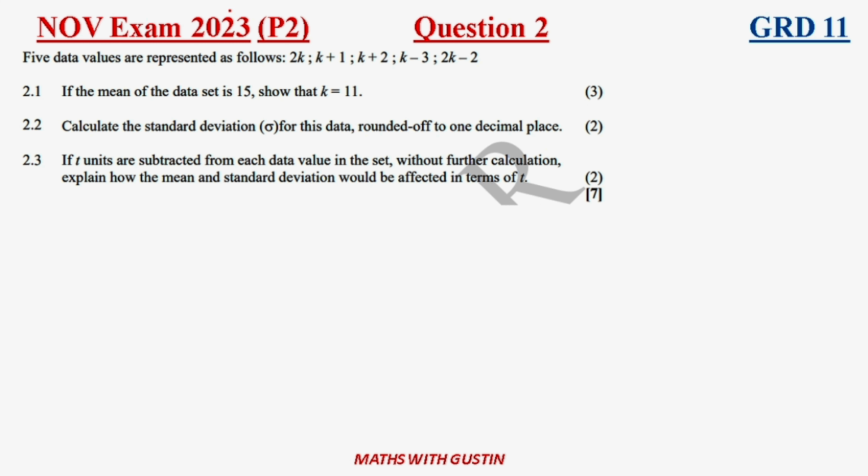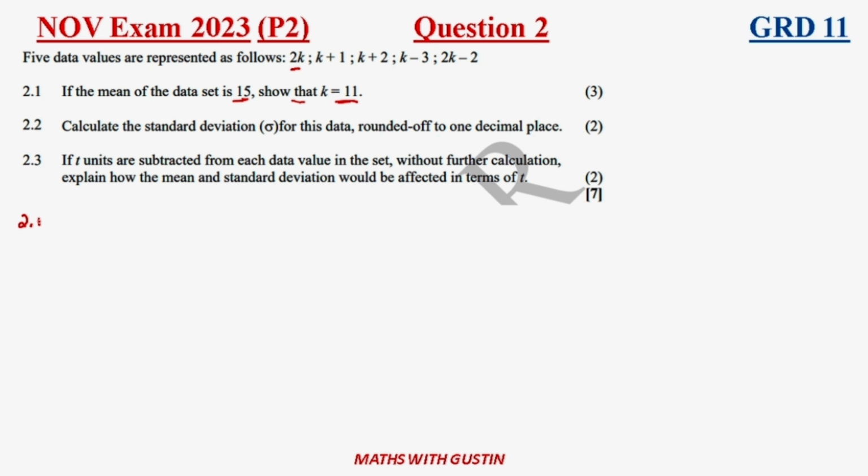They said 5 data values are represented as follows: 2k, k plus 1, k plus 2, k minus 3, 2k minus 2. Question 2.1 says if the mean of the data is 15, show that k is equal to 11.